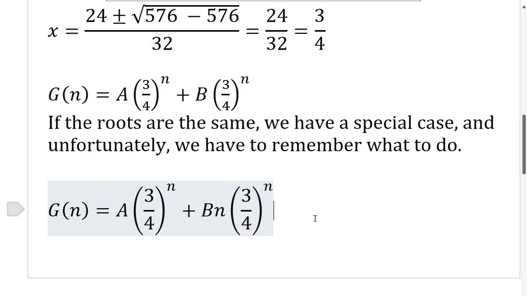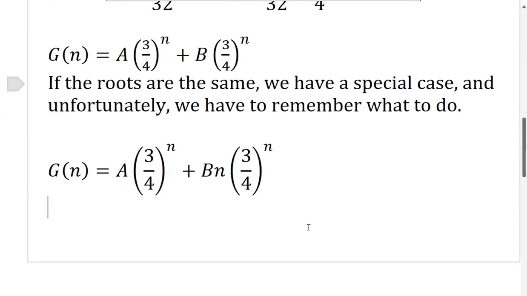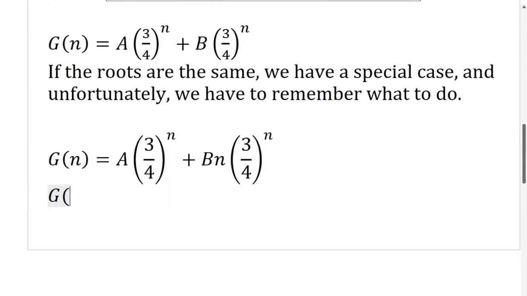This enables us to have two solutions, and then we solve a simultaneous equation for A and B. What we know is G0 is 840 and G1 is 820. So G of 0 is 840. Again, I'm speeding through this because I'm assuming you have the exam from examinations.ie in front of you, and you can pause the video and go back to make sure you have some idea of what I'm on about. So G0 is A by 3/4 to the power 0, which is just A.